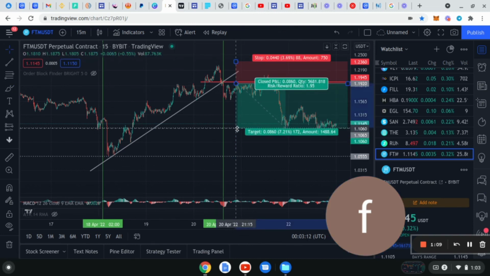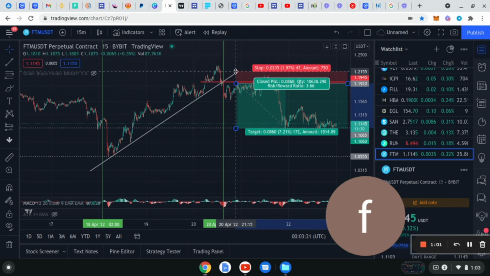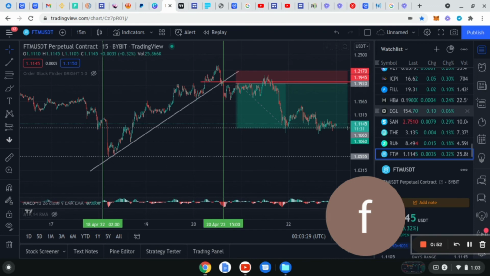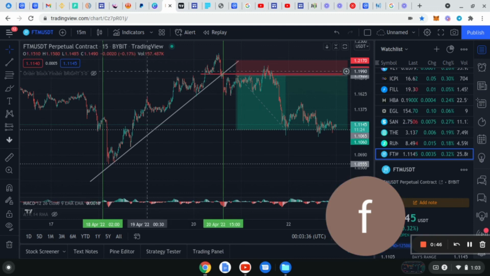So I ended up moving my take profit here, and I still landed a very good risk reward ratio with, yeah, I think my stop loss was around here. Yes, like a 2% stop loss. So I still ended up having a very good risk reward ratio and my 150 plus percent. So that's just everything about the strategy.